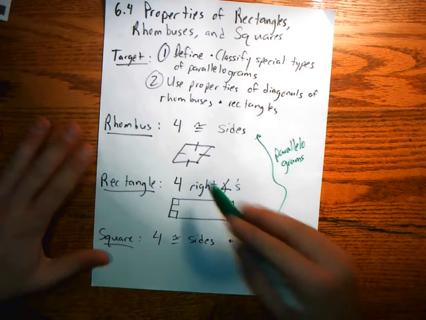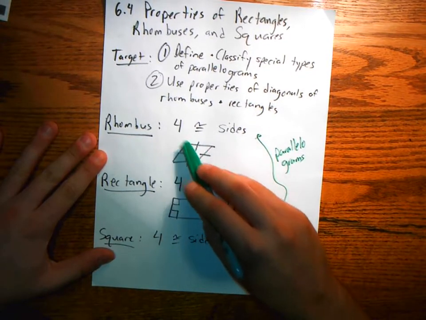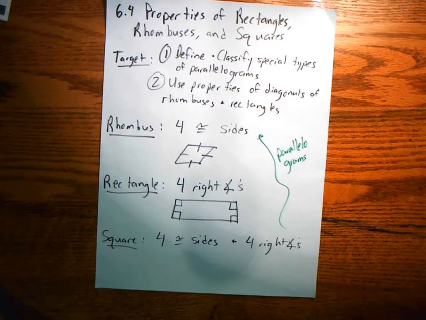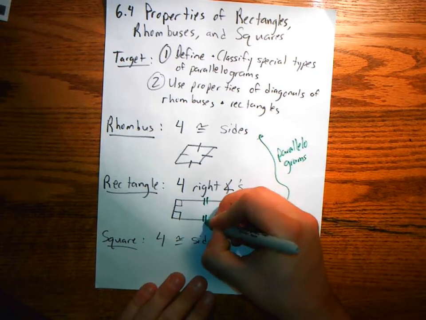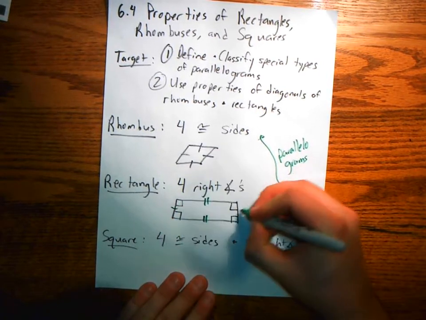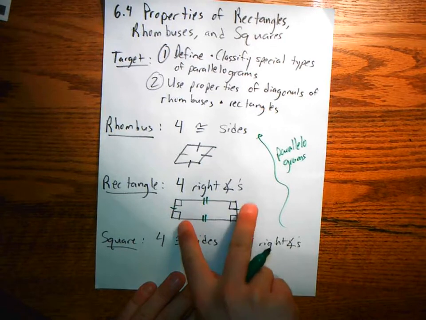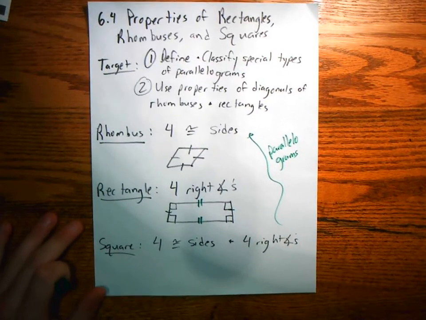You still have the same opposite angles are congruent, and consecutive angles are supplementary. Then a rectangle is a parallelogram where you have four right angles. So you still have opposite sides are congruent, and these two opposite angles are congruent as well. It satisfies every single criteria of a parallelogram.